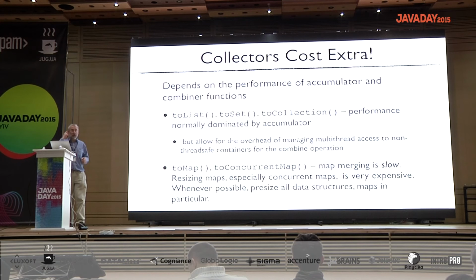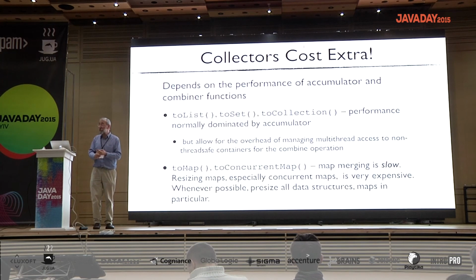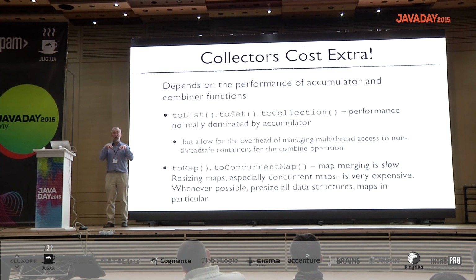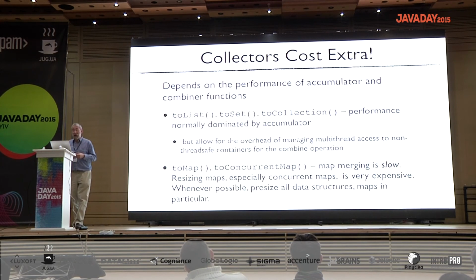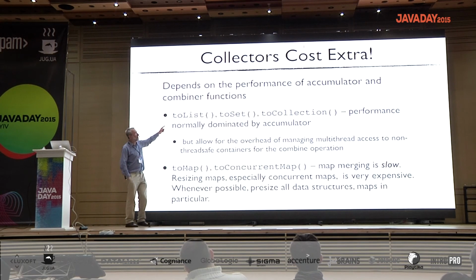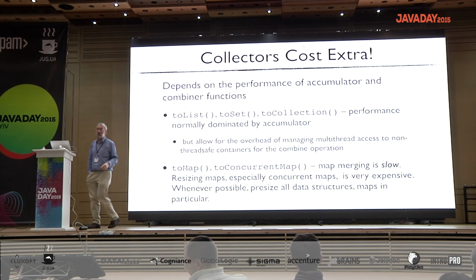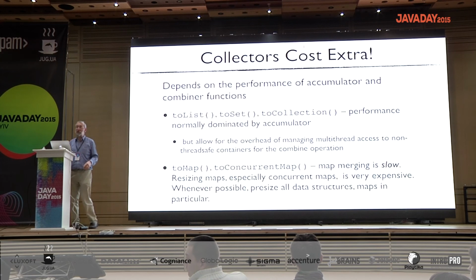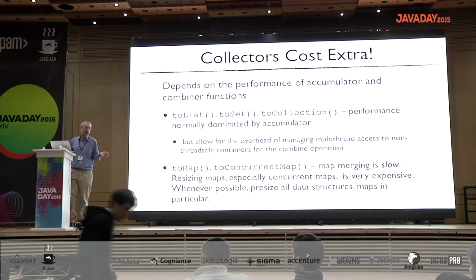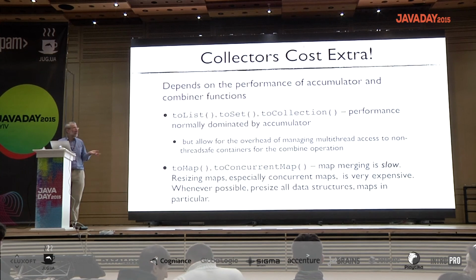So you need to think about the overhead of the efficiently splittable data, the overhead of the intermediate operations, and you need to think a bit about collectors as well, because you're going to take the data that comes from the stream and dump it back into a collection, and that can actually cost quite a lot. For the non-thread-safe collections, like toList and toSet, where you're dumping the data back into an ArrayList or a HashSet, the performance will be dominated by the accumulator, which for an ArrayList, for example, will be the add method, that kind of thing.